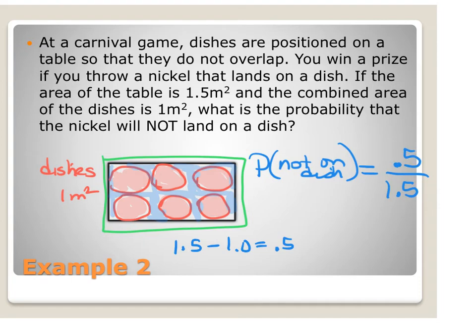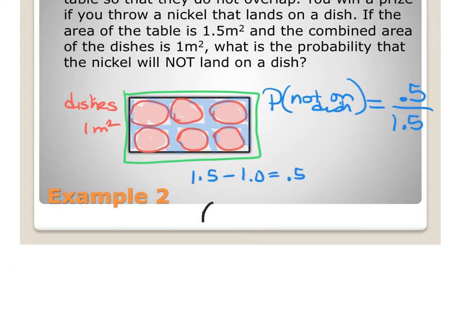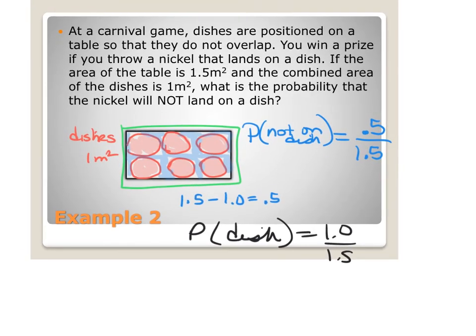It wanted not on the dishes, so the blue. Now, if it said probability of landing on a dish, then I would be doing 1 over 1.5. Now, keep in mind, you can't leave decimal points in a fraction. I need to simplify this. One way you can do it is multiply the numerator and the denominator by the same thing, by 10. Or just move the decimal point the same number of times in the numerator that you do in the denominator. So not on a dish would be 5 over 15 or 1/3.